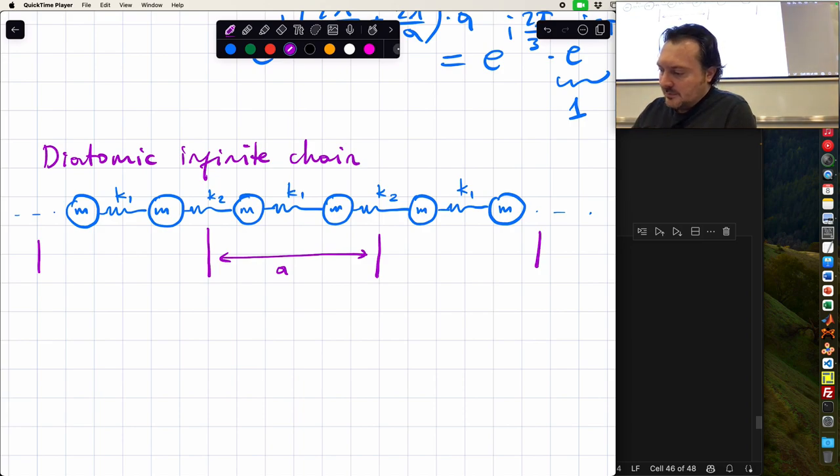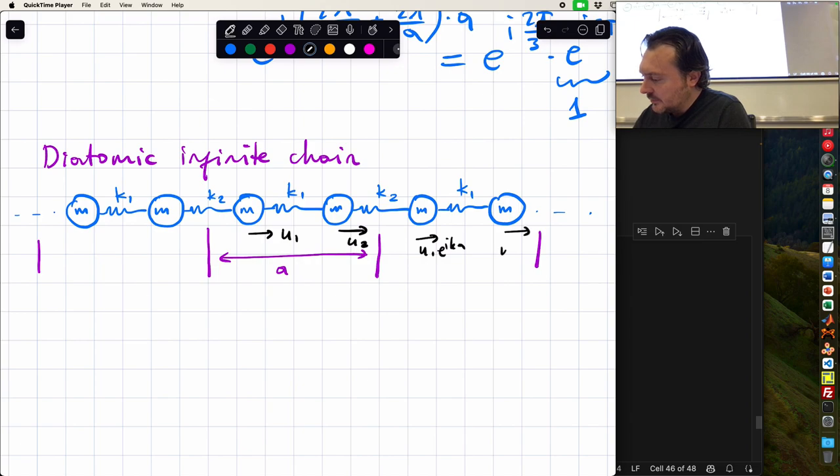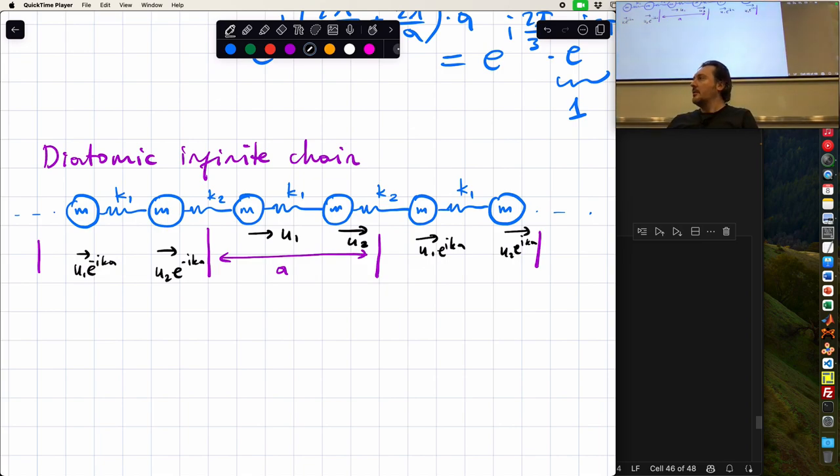Same story. This time you have a U1 and U2, and it just keeps repeating, but with a twist, right? This one will have U1 e to the IKA, U2 e to the IKA, U1 e to the IKA, minus, and U2 e to the minus IKA. Do you understand this part?